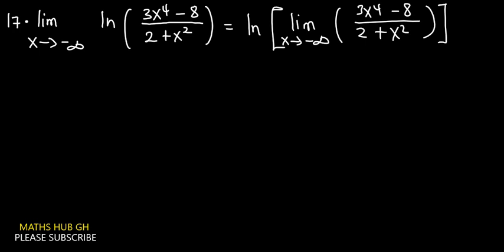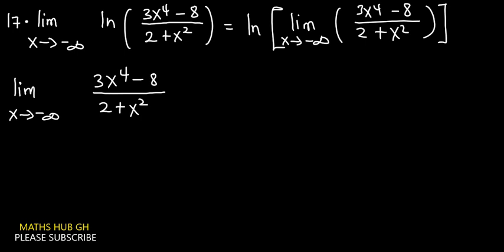So we have the limit as x approaches minus infinity for 3x to the power 4 minus 8 divided by 2 plus x squared. Okay, this is what we have. So what we are going to do is look at the denominator and factor out the highest power of x from both the denominator and the numerator. Looking at the denominator, the highest power of x is x squared. So you are going to factor out x squared from both the numerator and the denominator.